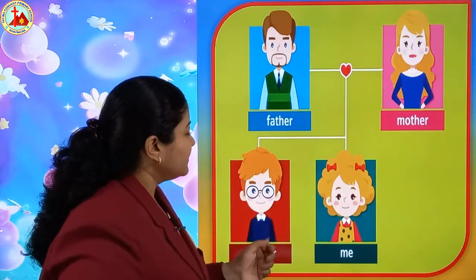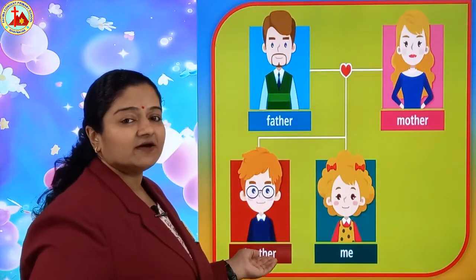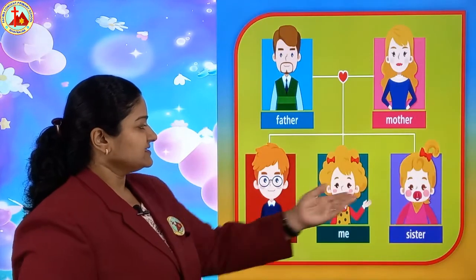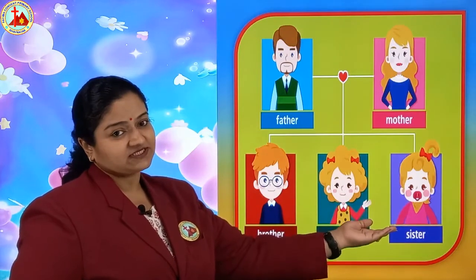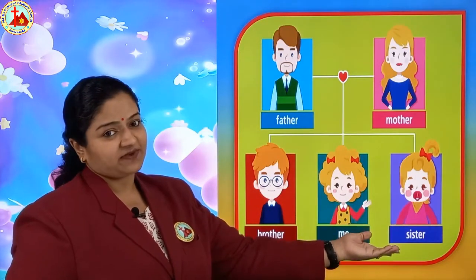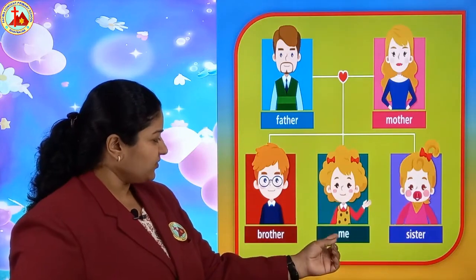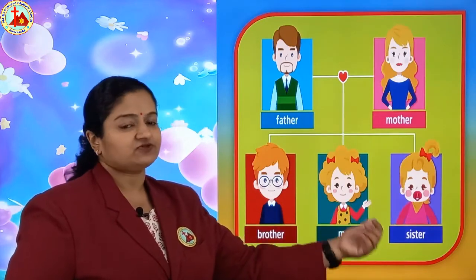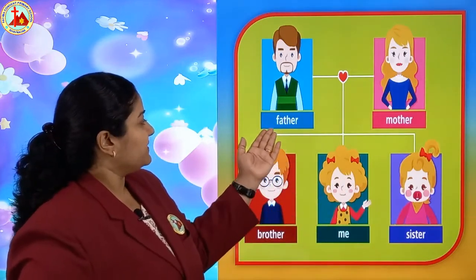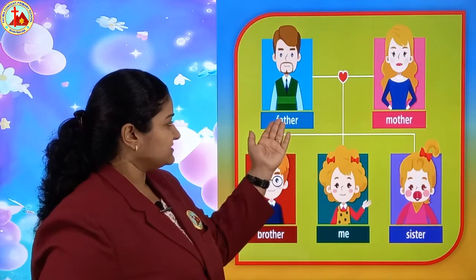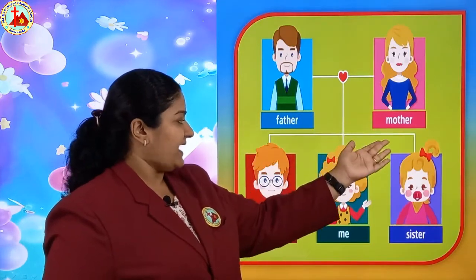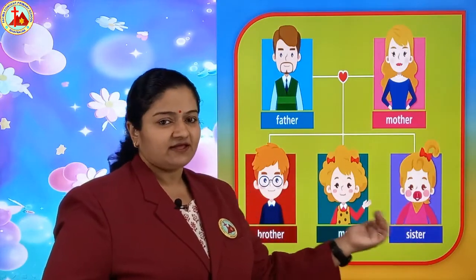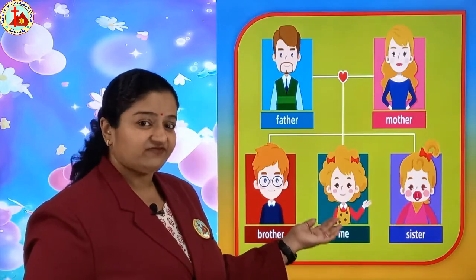Now, see, you have a small brother, younger brother or elder brother. Next one is sister. Yes, your sister might be younger, your sister might be elder. Yes, this is you. And some children have brothers also, some children have sisters also. Yes. So again I am repeating myself. This is your father, mother, they are called parents. This is your brother and she is your sister. Yes, and this is yourself, you.